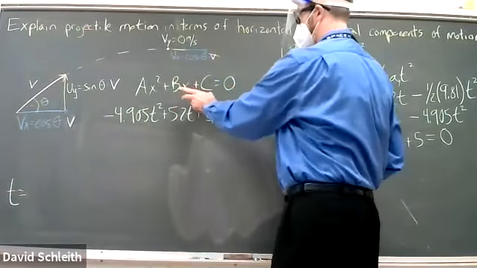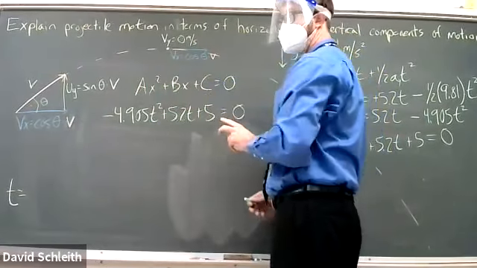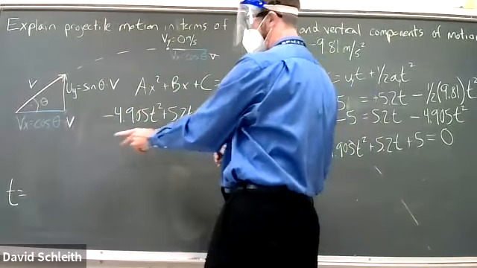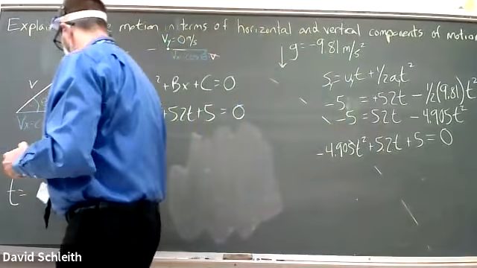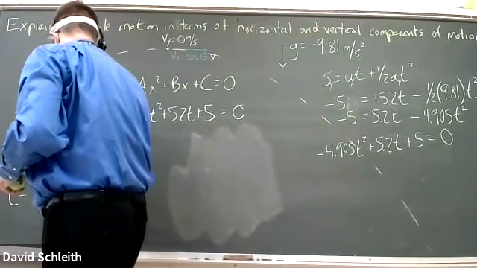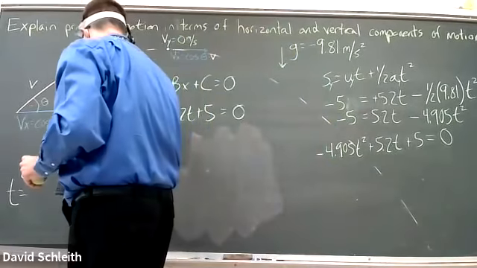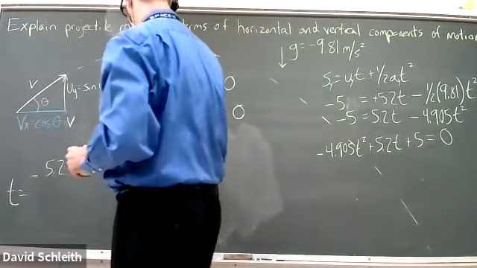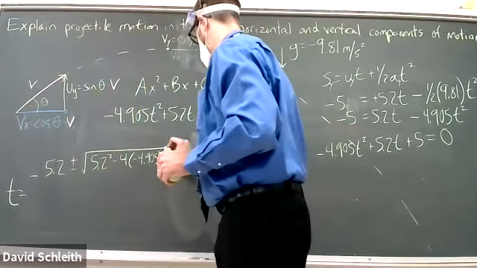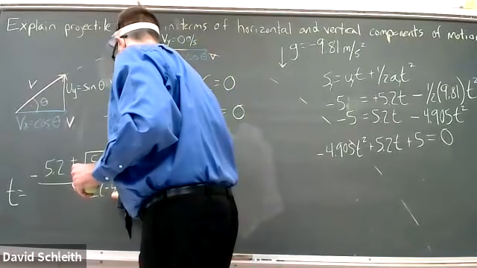You've probably learned it as x equals negative b plus or minus the square root of b squared minus 4ac, divided by 2a. So we just got to keep track of all of that. We're solving for t, not x. So it's the same thing, right? T is the variable. So t equals negative b, so negative 5.2, plus or minus the square root of b squared, 5.2 squared, minus 4. A is negative 4.905. C is 5. All over 2 times negative 4.905.